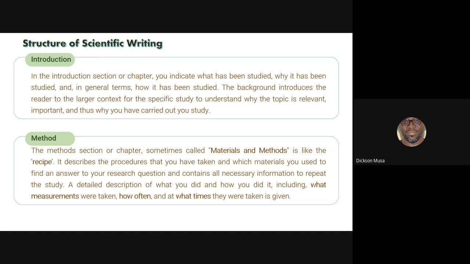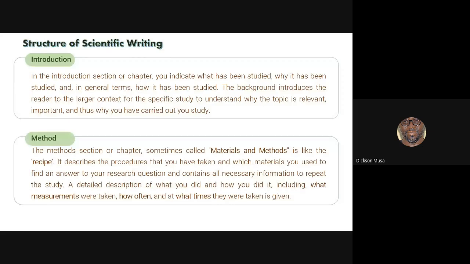Then the next important structure is the method. This section is like the recipe to a chef. Before a chef will go to the kitchen to prepare a very delicious meal, he has a recipe. A recipe is the book that tells you what to do at what time and how to do it.